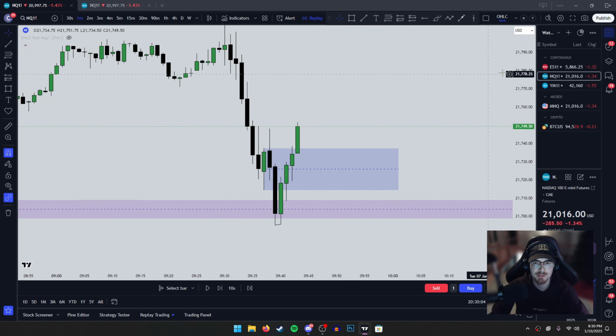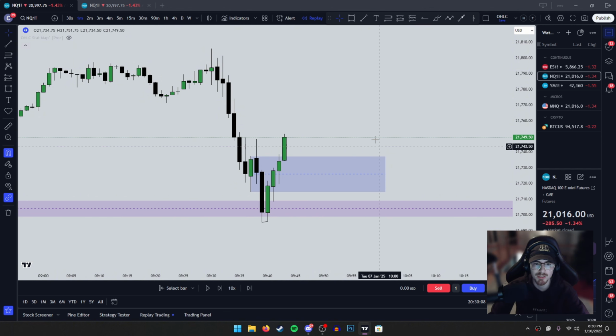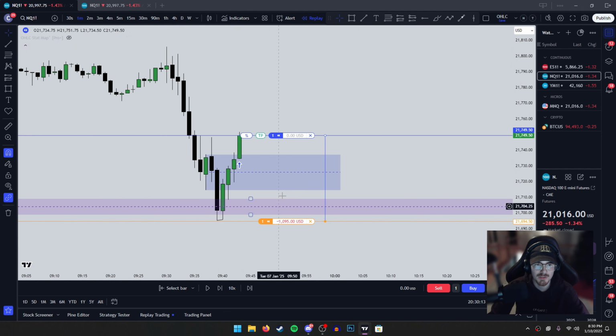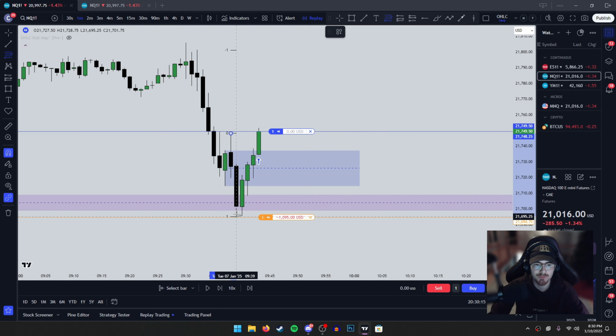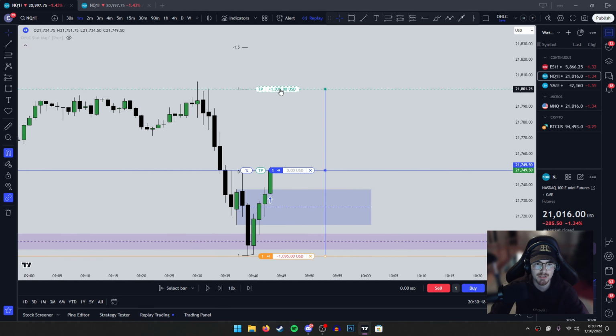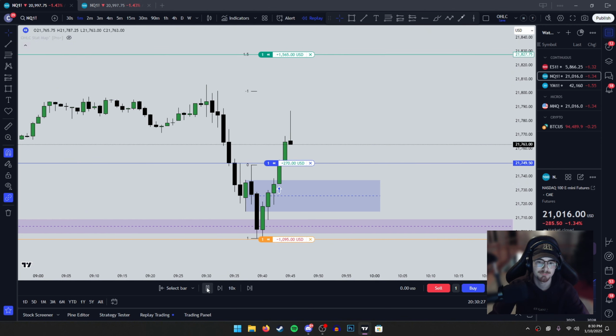So this is your entry. So as soon as we close above this high here, you're in, right? Stop loss goes below the SMT, and we take a standard deviation to find our targets. So first target will be this high right here at 1 standard deviation. That's not quite 1-to-1, so we'll target 1.5. Let's play this out.